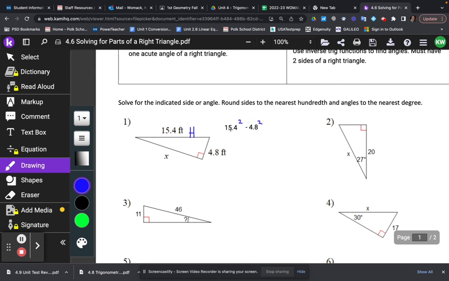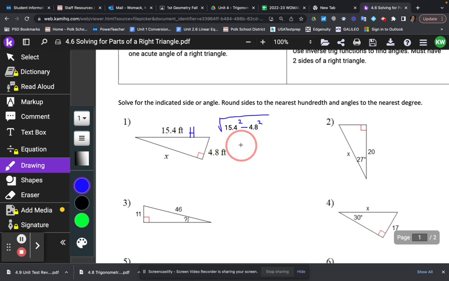And so I'm going to take 15.4, square it, and subtract 4.8 squared. And then I'm going to take the square root. And when I do, I get the approximate length. But one thing you want to tell yourself is I know that it's going to be smaller. So I'm going to definitely subtract. Why? Because the hypotenuse must be the longest.